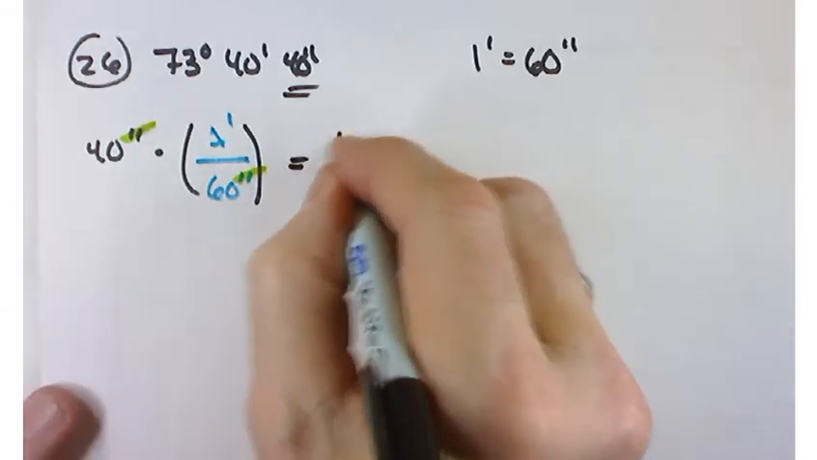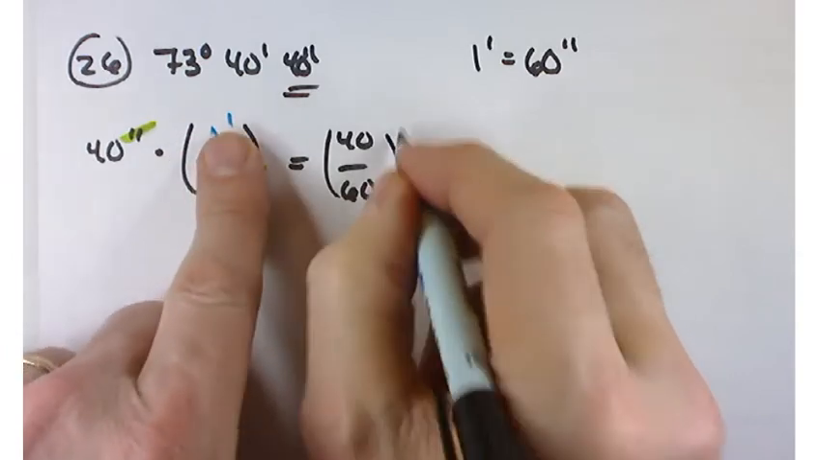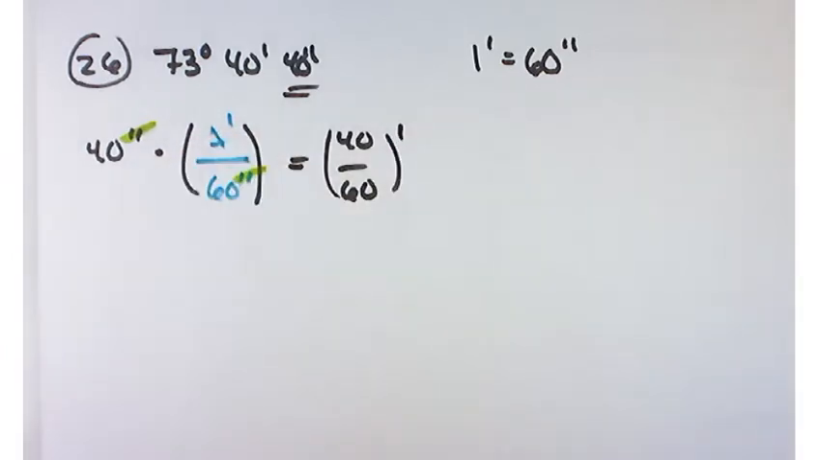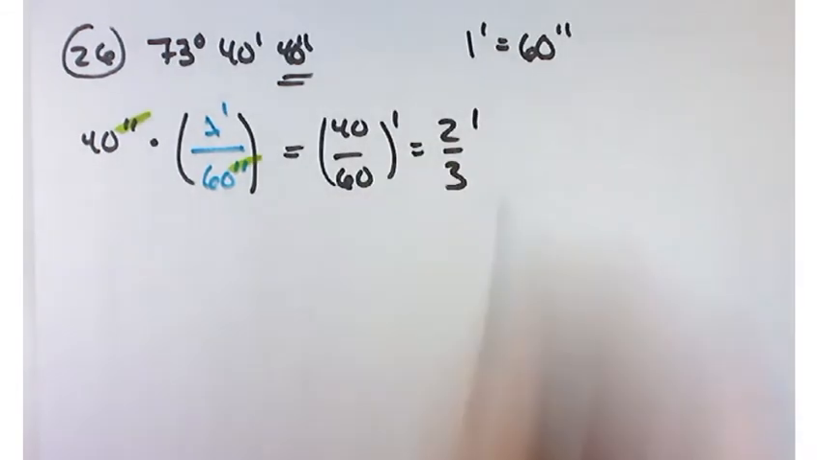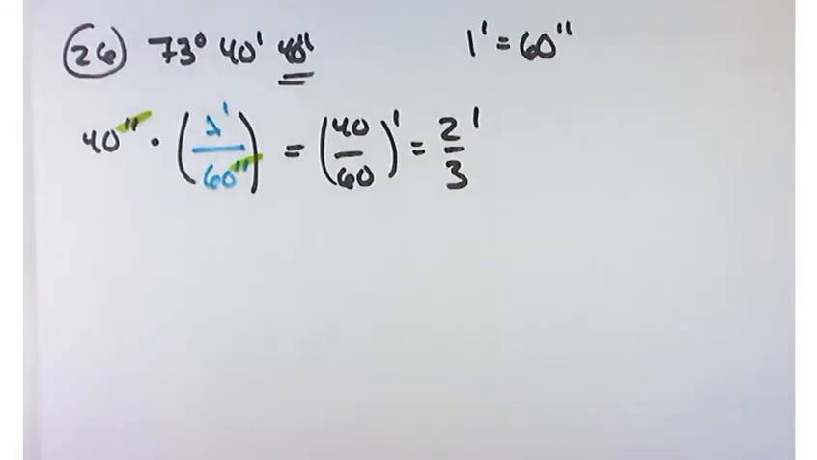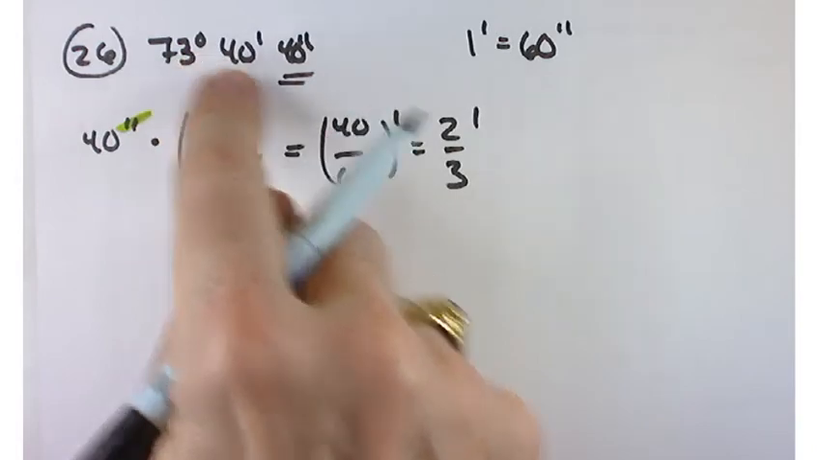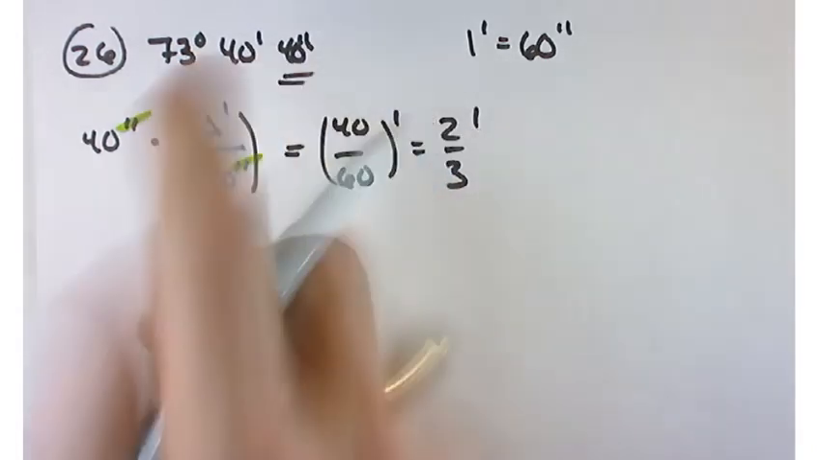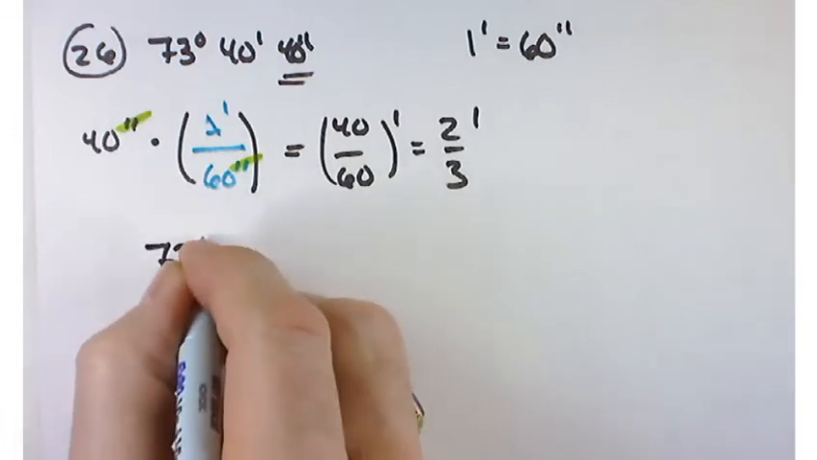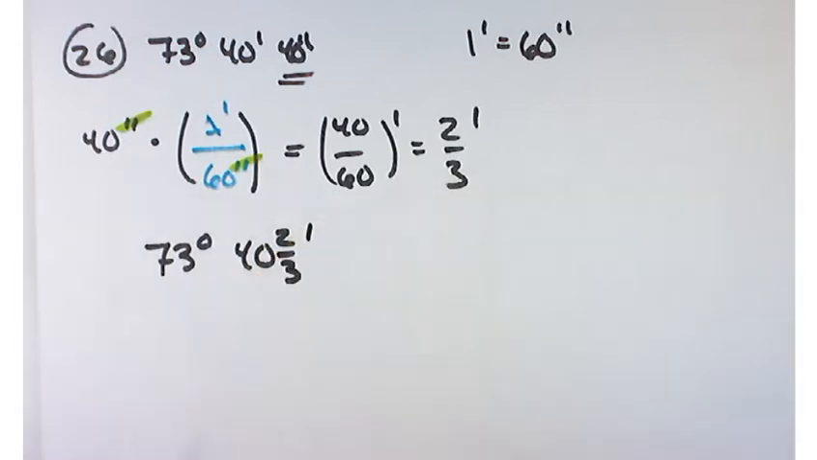All right, so that leaves me 40 over 60. And the units that I'm left with are minutes. And of course, that's 2/3. So 2/3 of a minute. Okay, that's great. Now that we can rewrite this as 2/3 of a minute, let's rewrite the whole thing as 73 degrees, 40 and 2/3 of a minute.